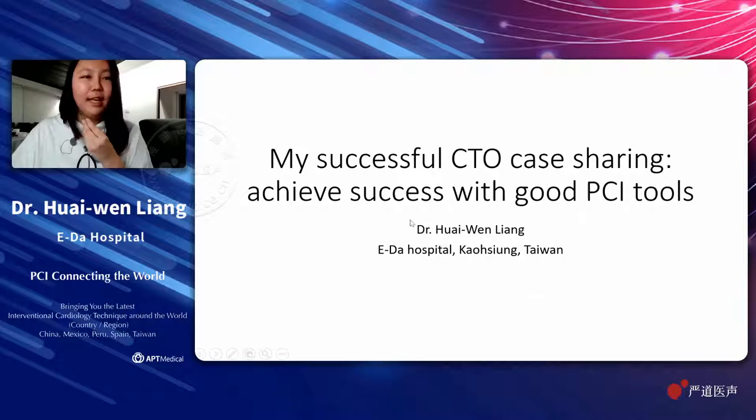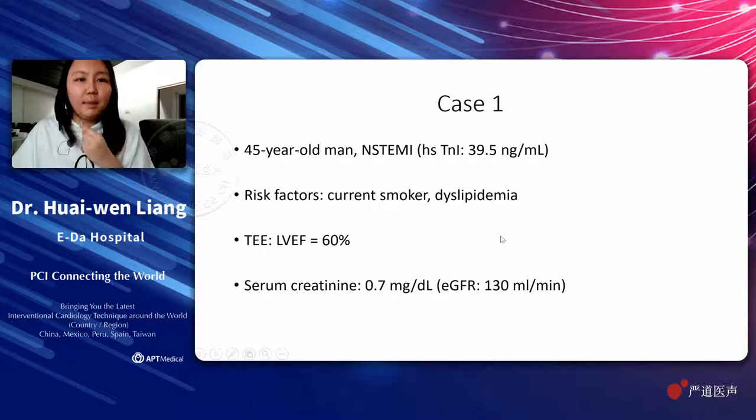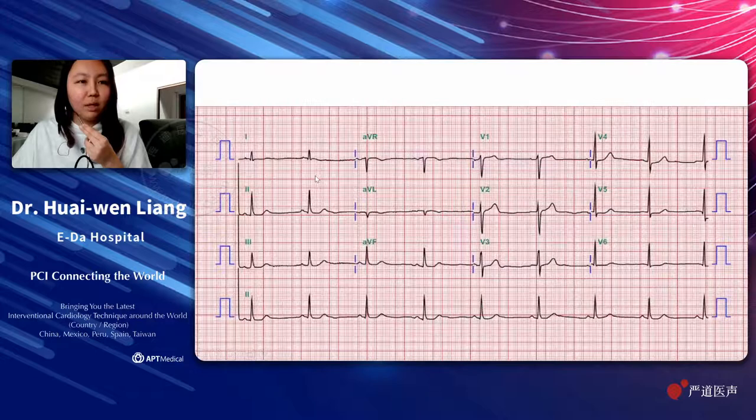This is my topic: my successful CTO cases, achieving success with good PCI tools, and I want every expert's opinion to make this CTO case maybe better. The first case was a 45-year-old man admitted with non-STEMI. From his ECG, we could see ST depression over V5, V6, and borderline ST elevation over lead I and aVL.